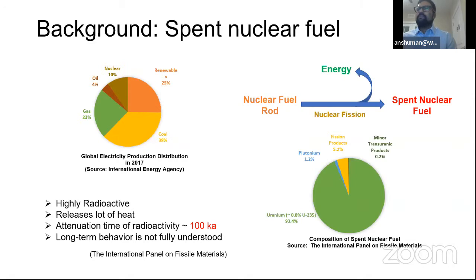This comprises almost entirely, more than 90%, uranium, and it's basically uranium oxide. This material is highly radioactive. It releases a lot of heat, and to bring down its radioactivity, it would take almost 100,000 years, like 1 lakh years. And its long-term behavior is not fully understood. So we don't know how this material is going to dissolve in the subsurface, how it is going to change its solubility, which is very important for remediation of any waste material.